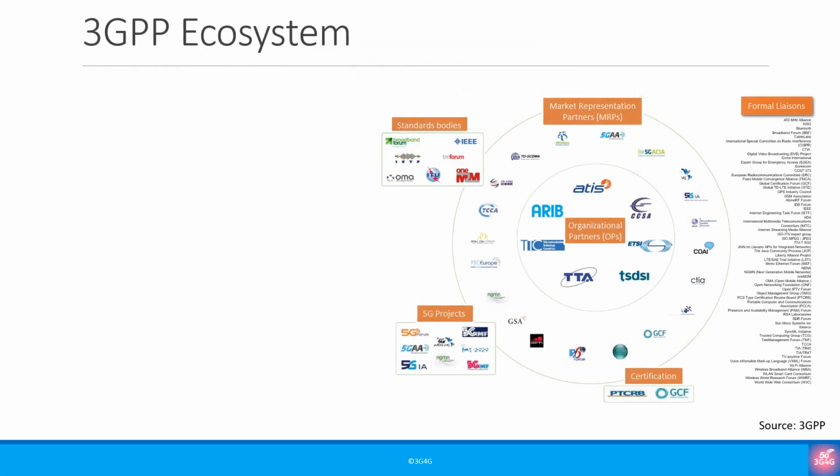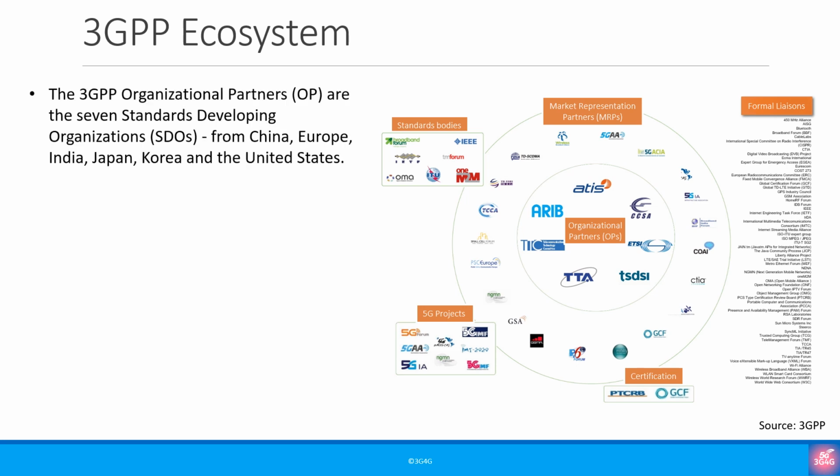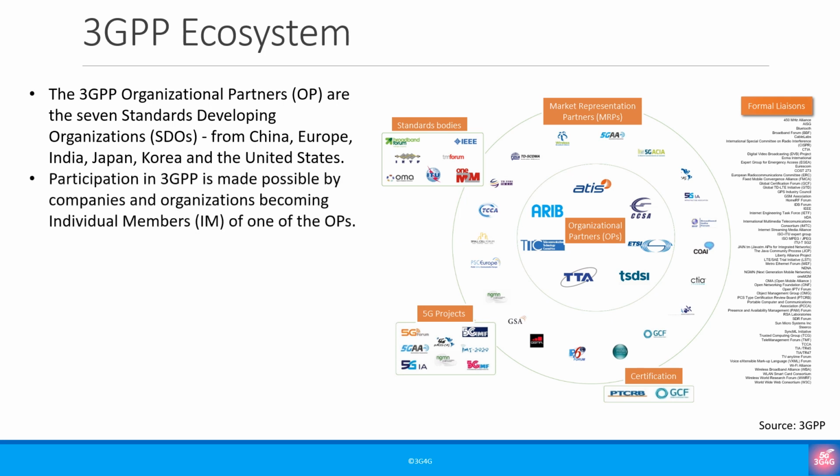Let us now look at the 3GPP ecosystem. As we discussed earlier, the 3GPP organizational partners are the 7 standards developing organizations from China, Europe, India, Japan, Korea, and United States. Participation in 3GPP is made possible by companies and organizations becoming individual members (IM) of one of these organizational partners.